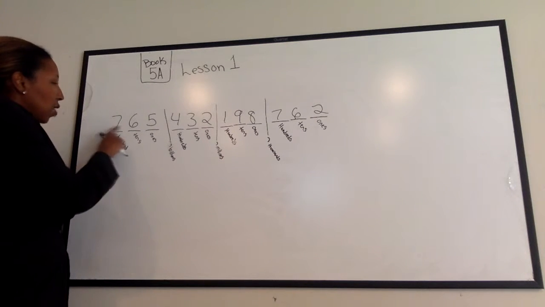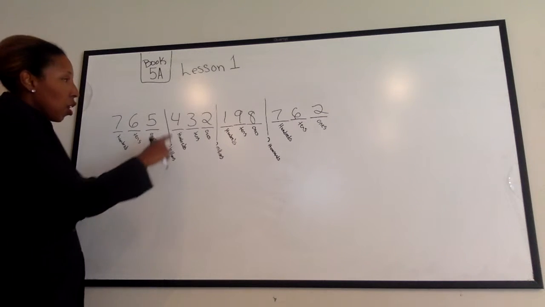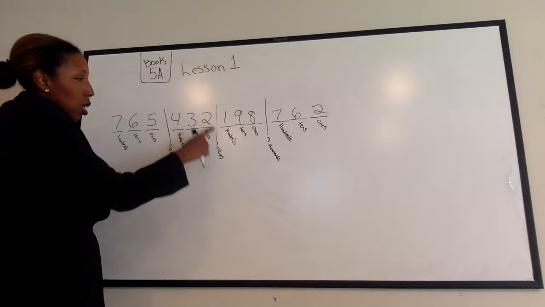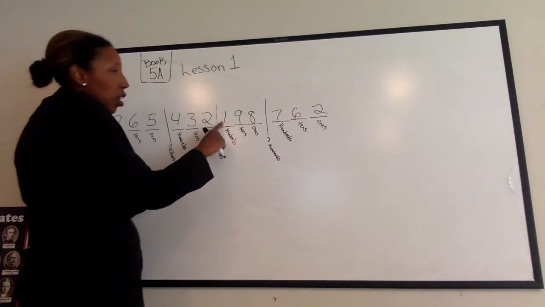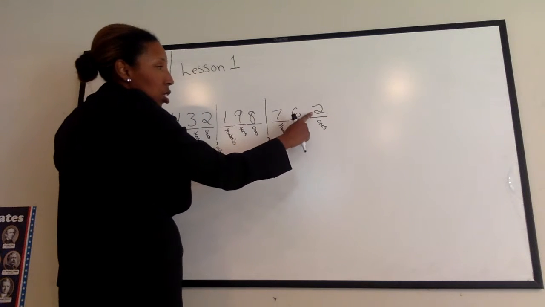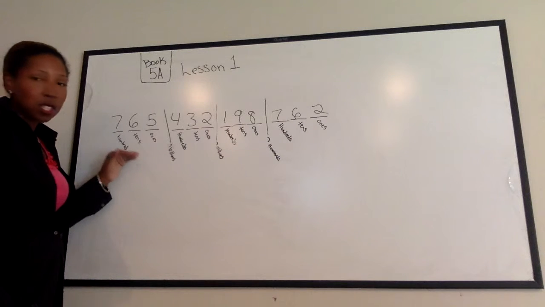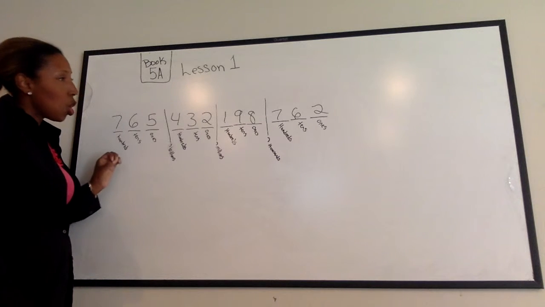So it's 765 billion, 432 million, 198,762. And that's all you do when you read it. Now, let's look a little deeper at these numbers.